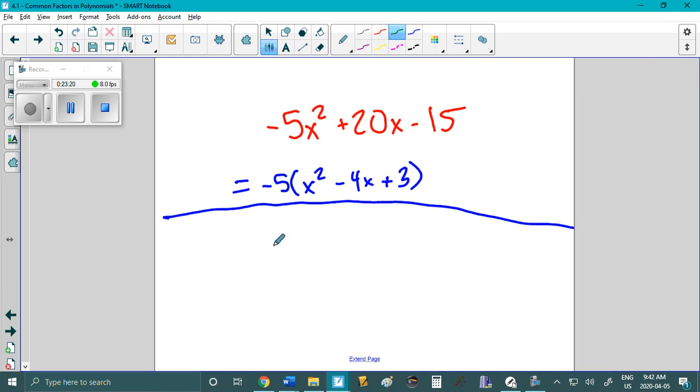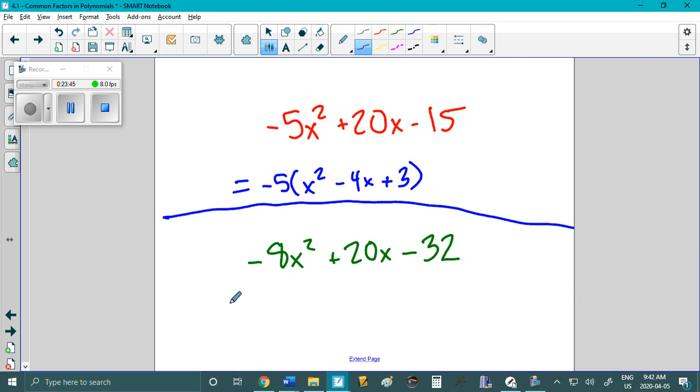Now I'm going to give you your sort of exit question before I leave you to it, and that's going to be negative 8x squared plus 20x minus 32. Okay. So I encourage you to pause right now and try to factor that. Pause now. And here I go.